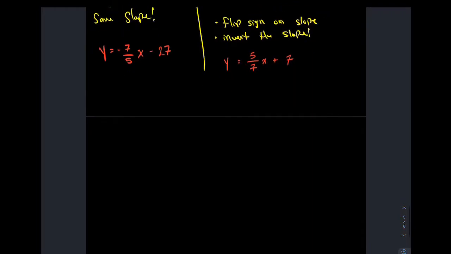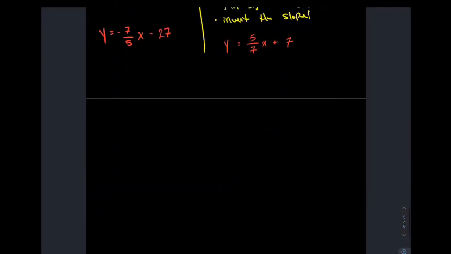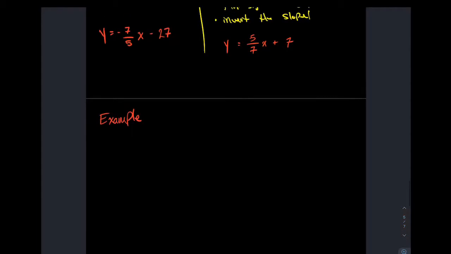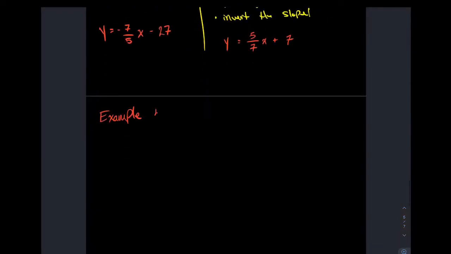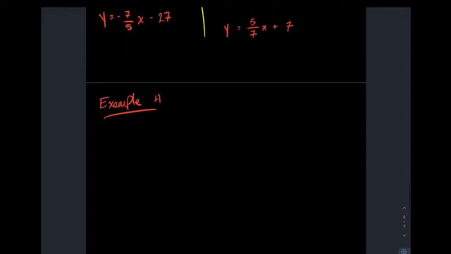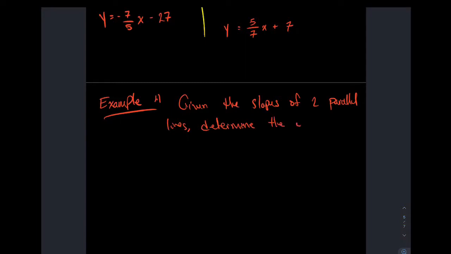And we're going to do 2 more examples. Actually, 3 more here. Example 4. And let's say that we're given, actually, let's just do 2 more examples here. Given the slopes of 2 parallel lines, determine the unknown.